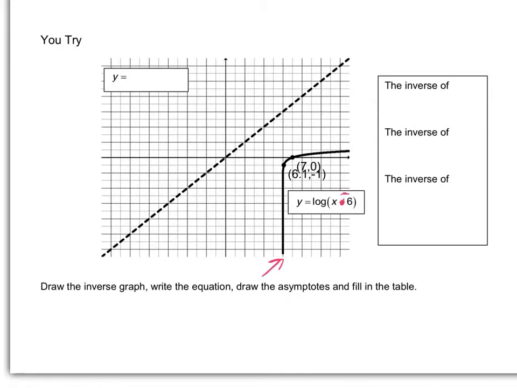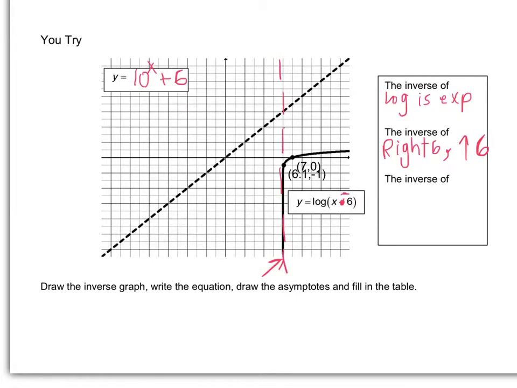So as you can see, this is a logarithmic, so the inverse of log is exponential. So I know that I'm going to have an exponential function. Now since it's log of x minus 6, it means it's going right 6, right? So there should be a vertical asymptote, and the inverse of going right 6 is to go up 6. So my function is going to go up 6. So I know that it's going to be 10 to the power x plus 6.